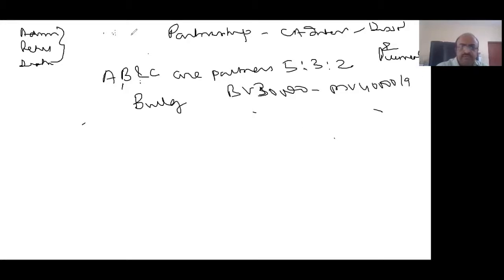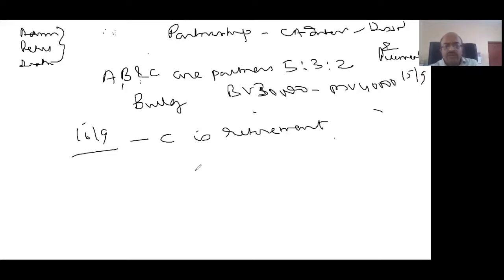On 16/9, C is retiring, and whatever is in his capital account is paid to him, and he is gone. He doesn't understand the complications of partnership. The moment he retires, A and B will sell that building, right?